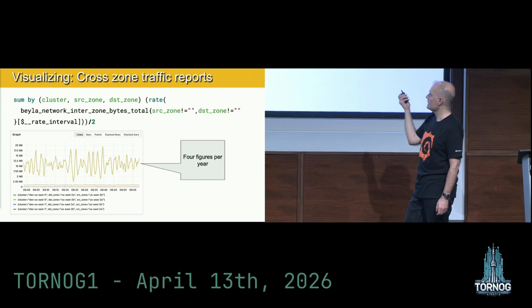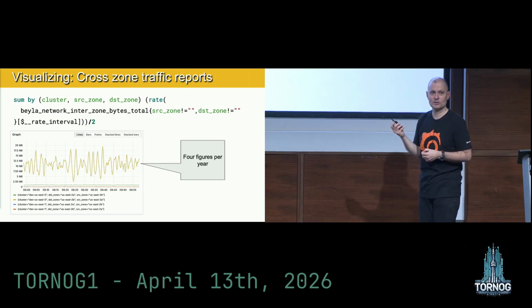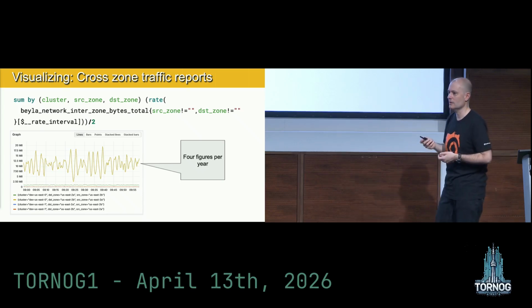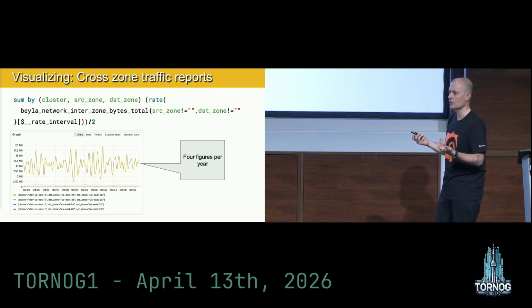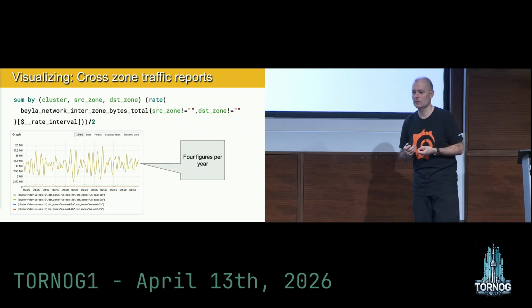This ended up being actually four figures a year. Like I said, I'm not saying how much it costs in production, which has much bigger clusters. This is just a dev cluster. But I've heard of people spending even five to six figures a year on network traffic between zones that is completely misconfigured.